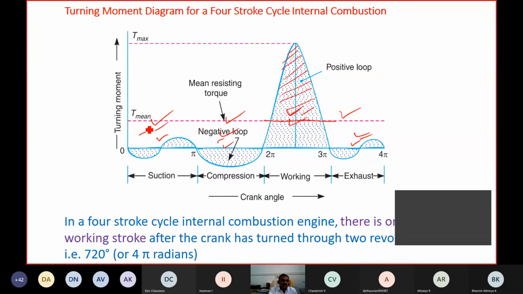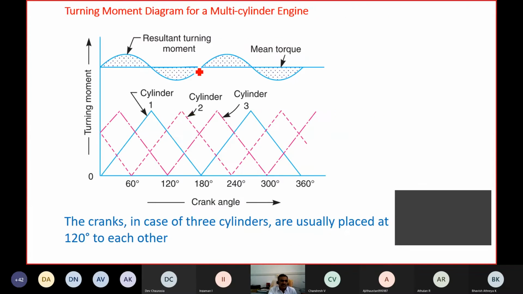One cylinder will produce power in the first 180 degrees. The next will produce in the next 180 degrees. The third will produce in the third 180 degrees. The fourth will produce in the fourth 180 degrees. So that you will be getting power continuously. So fluctuation will be less, and we need not store more energy in the flywheel. So the size of the flywheel required is less in the case of a multi-cylinder engine.